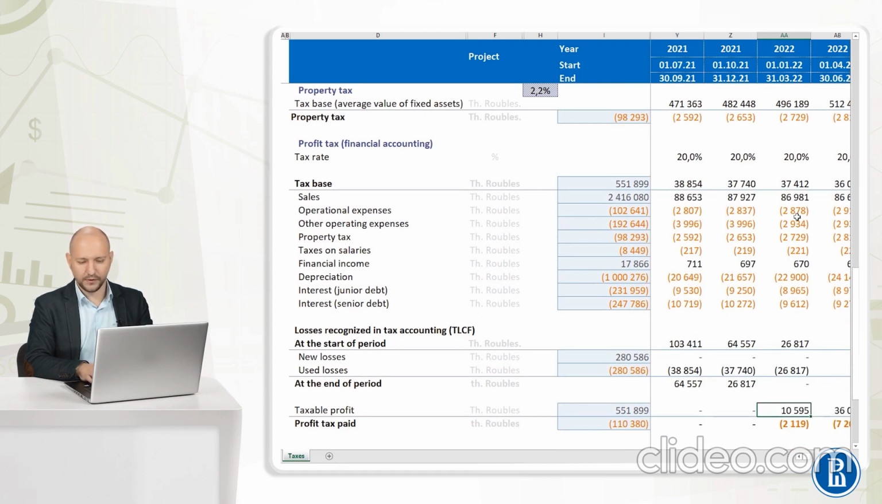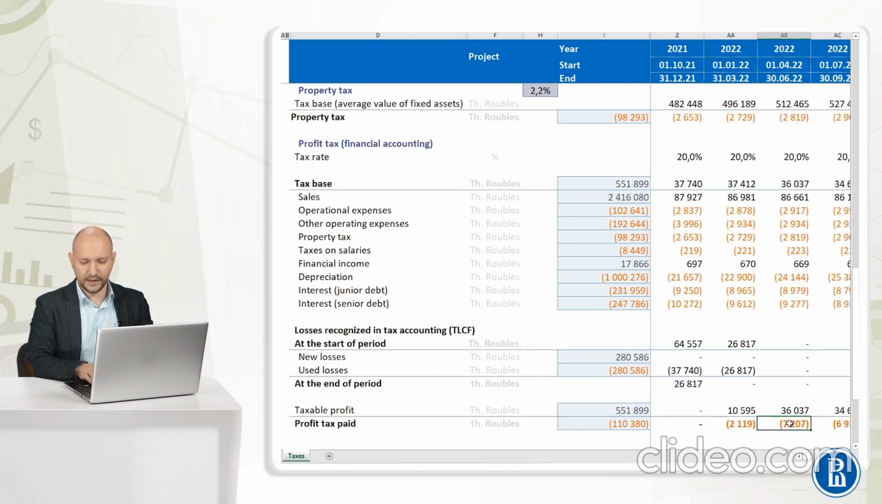So our taxable profit is going to be equal to 37 minus 27, which is about 10 million rubles. Then, to calculate profit tax to be paid, we multiply taxable profit by the tax rate, which is equal to 20% in Russia. And so this way we can calculate profit tax to be paid.